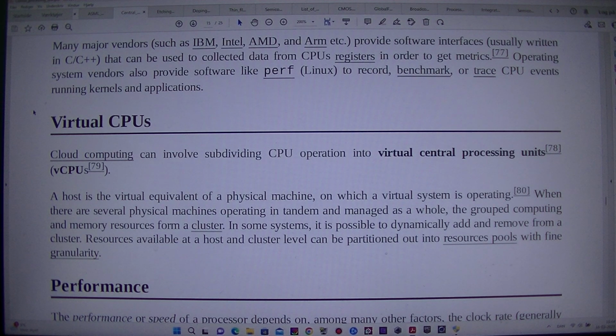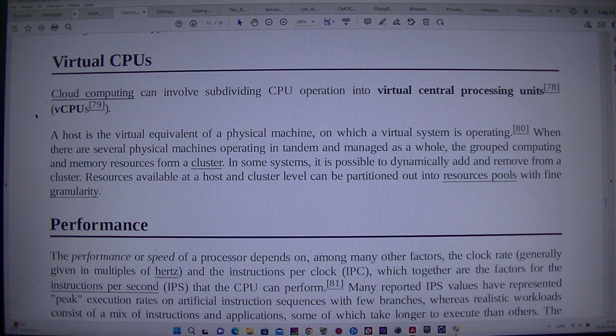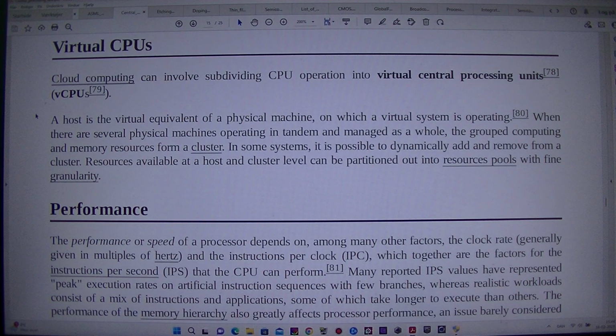77. Operating system vendors also provide software like Perf, Linux, to record, benchmark, or trace CPU events running kernels and applications. Virtual CPUs. Cloud computing can involve subdividing CPU operation into virtual central processing units. 78. VPS. 79. A host is the virtual equivalent of a physical machine, on which a virtual system is operating.